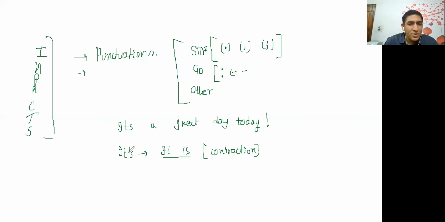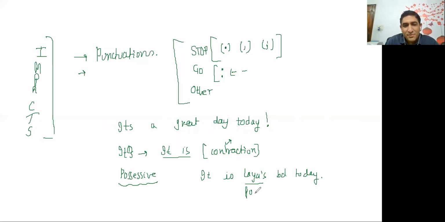So you use this apostrophe sign for a contraction and also for a possessive. It is Laya's birthday today. Is it your birthday today? No. Okay, but if I have to say that, I'll say it like this. So this is possessive. So we can either use a possessive like this, or we can make use of contraction. And you have to differentiate between the two. This is very common, isn't it? And they test you on this, whether it is a contraction.